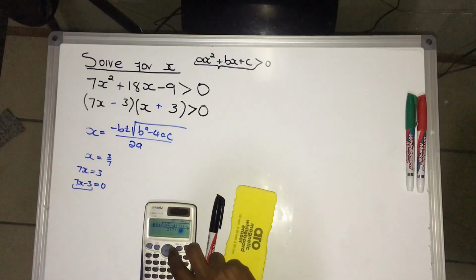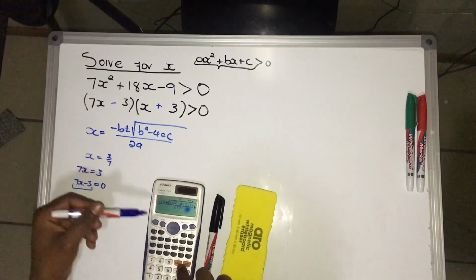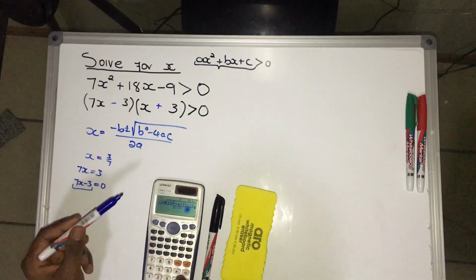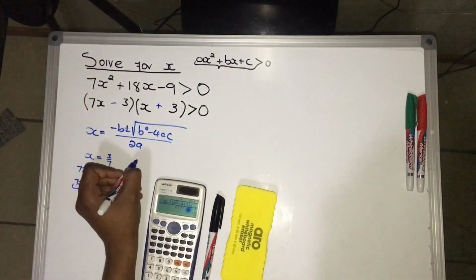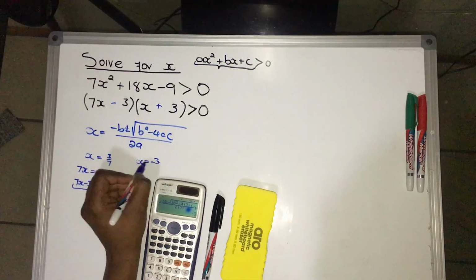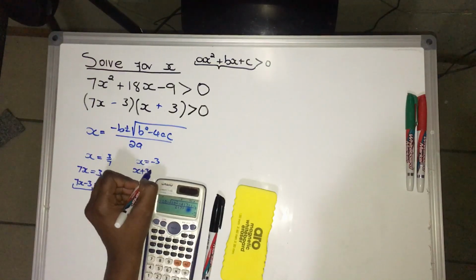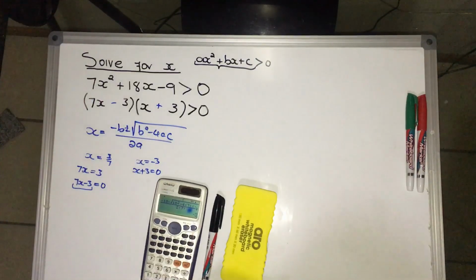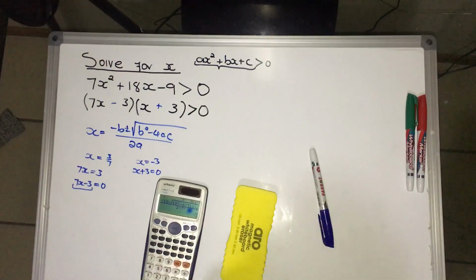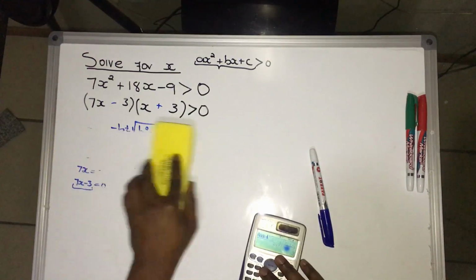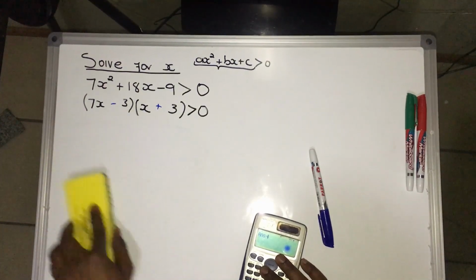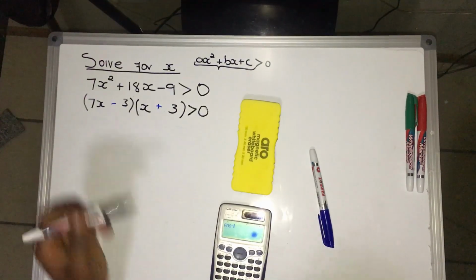Another factor: if x is minus 3, meaning x plus 3 is 0, so this is a factor. You see? So if you're not sure how to factorize, always run to your quadratic formula and then it will confirm. Okay, so now we have factorized it.